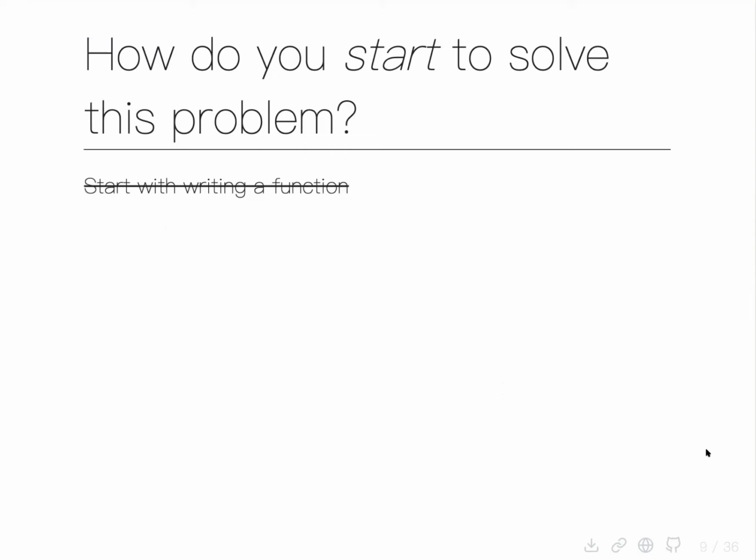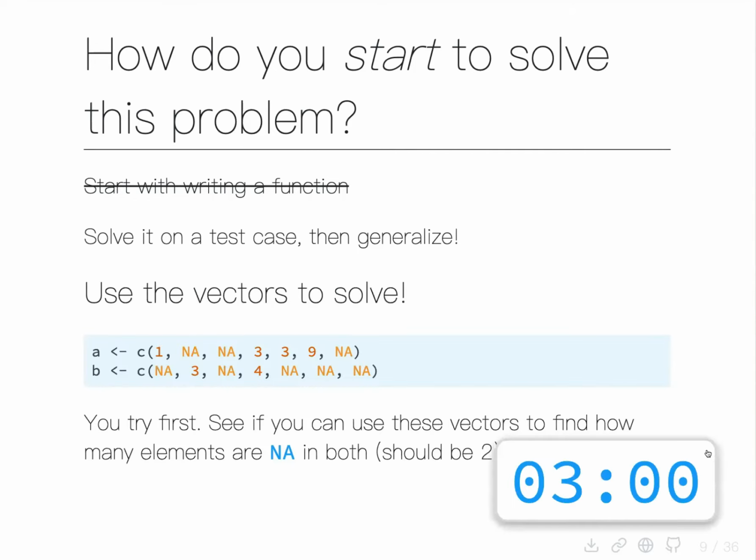Not by writing a function. Okay? We're going to write a function eventually, but if we're going to solve this problem, what we want to do is figure it out on a test case. Okay? So we have these two vectors. We're going to figure out how we would do that for those two vectors. Once we have that, then we can generalize it to a function. Okay? But we're going to solve it first, and then we're going to abstract it away from there to get a function. So use the vectors to solve.